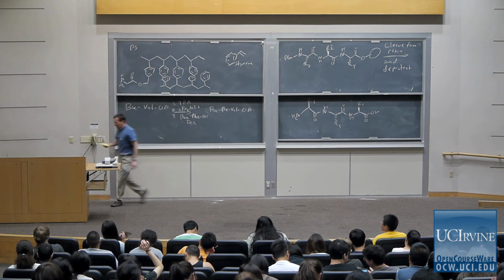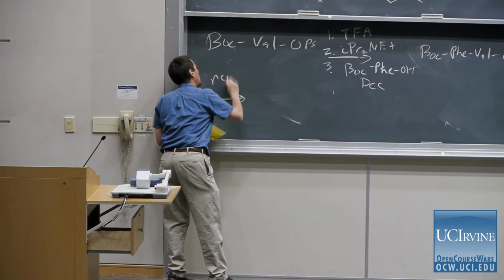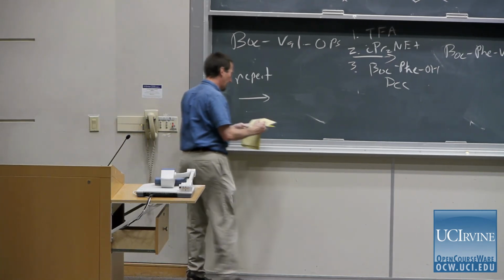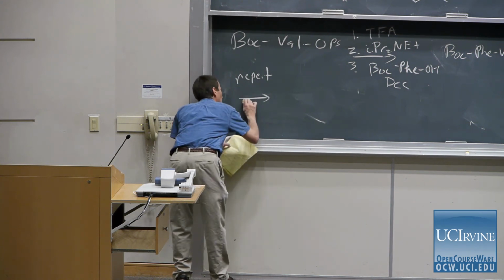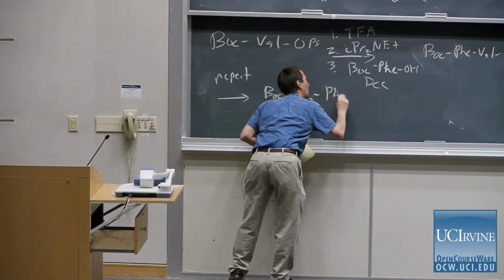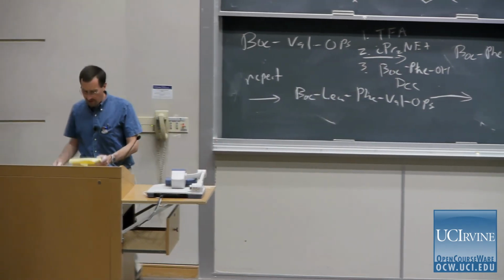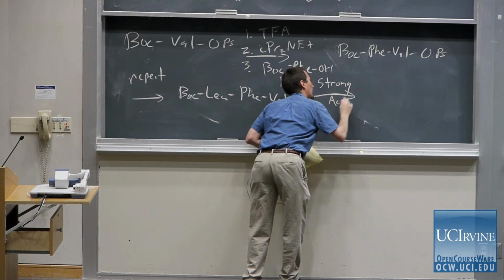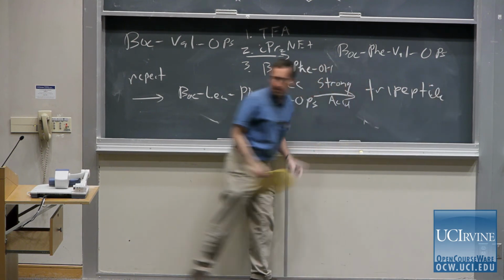So I will leave you with, let me just say repeat. And let's say I did this time with alanine. Again, we shorthand a lot of stuff here. So let's say I go ahead and do this with leucine. So repeat, and now we go Boc-Leu-Phe-Val-OPS. And now, if you imagine we use a very, very strong acid, now we can get a tripeptide. And if we had continued on the resin, we could have gone up to a tetrapeptide.